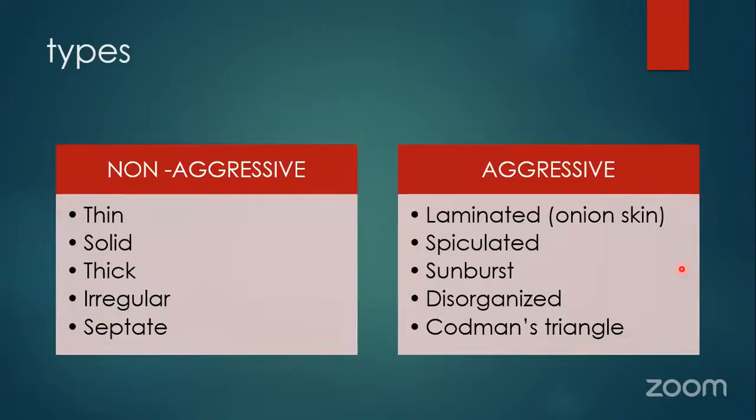Okay, so it reacts in two main types: non-aggressive and aggressive. Non-aggressive means thin, solid, thick, irregular, and septate patterns. Aggressive patterns are going to include your laminated, spiculated, sunburst, disorganized, and Codman's triangle. This is just for the namesake that you have to remember.